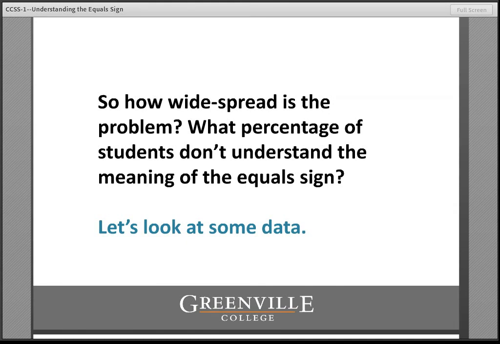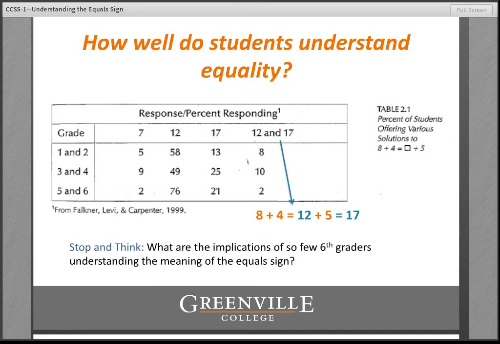I told you that 8 plus 4 equals blank plus 5, that we just looked at, was well known in the research literature. We're going to actually look at the research data to determine how persistent and pervasive this particular misconception is. The first column illustrates the percentage of learners who accurately completed the open number sentence. So you might notice how extremely low the accuracy rate is.